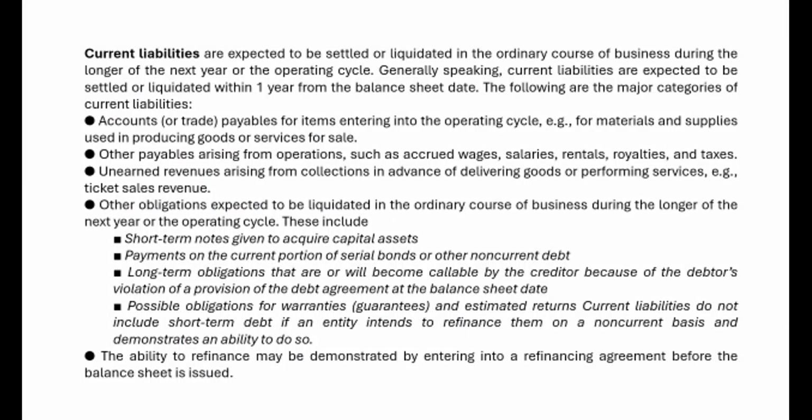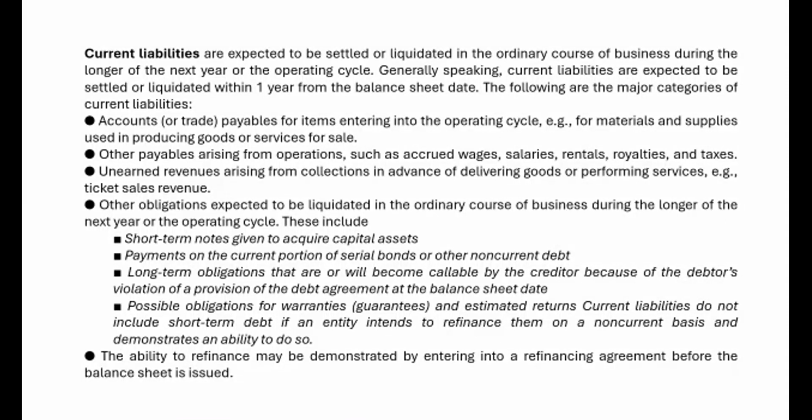Current liabilities are expected to be settled or liquidated in the ordinary course of business during the longer of the next year or the operating cycle. Generally speaking, current liabilities are expected to be settled or liquidated within 1 year from the balance sheet date. The following are the major categories of current liabilities.